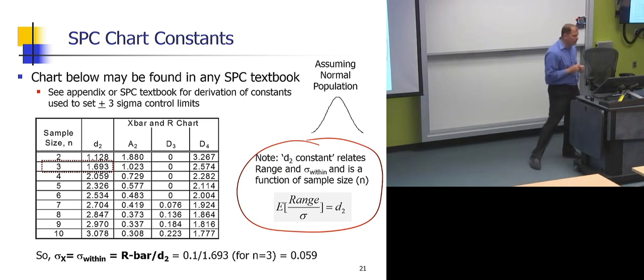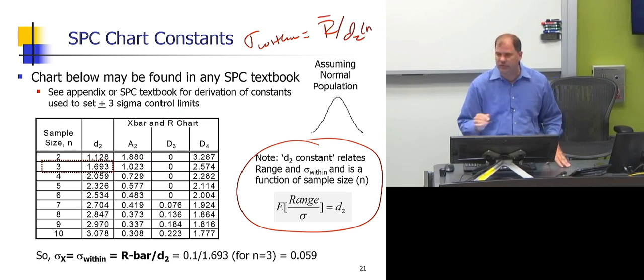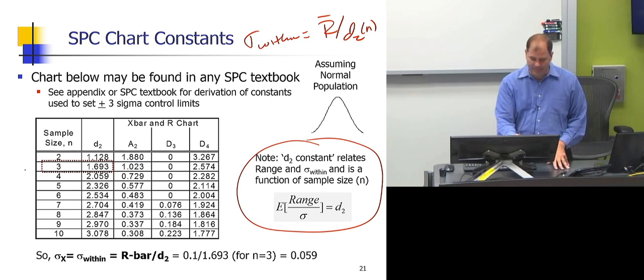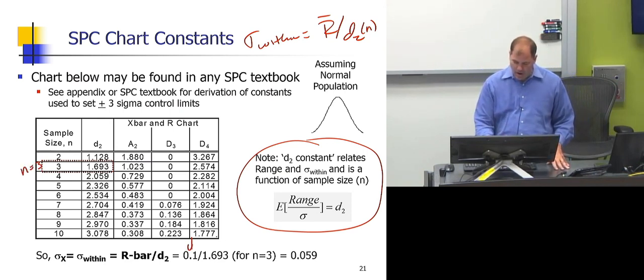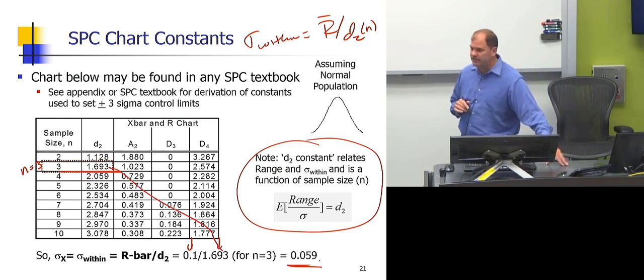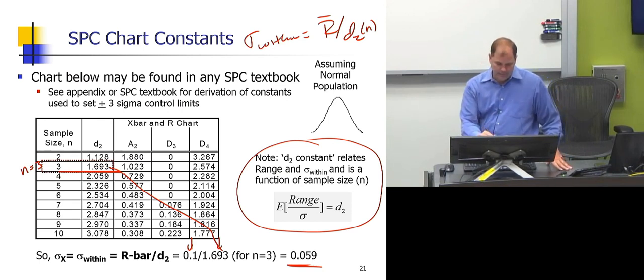If you want to tell me what sigma within is, I can use R bar over D2 for some n. In this example, n equals 3. If I put in R bar and the 1.639, I will get a sigma within of 0.059. I'll go one step further. If I want to go to sigma X bar, that's the standard error, that's sigma X over the square root of n.